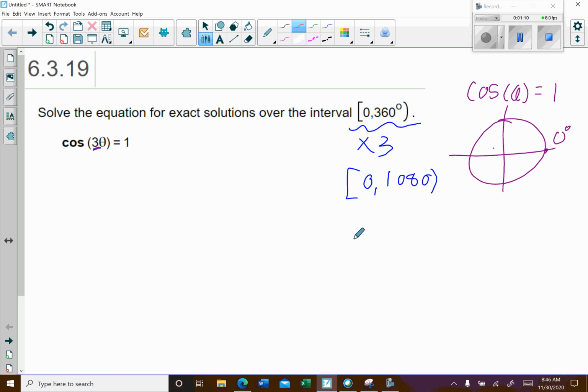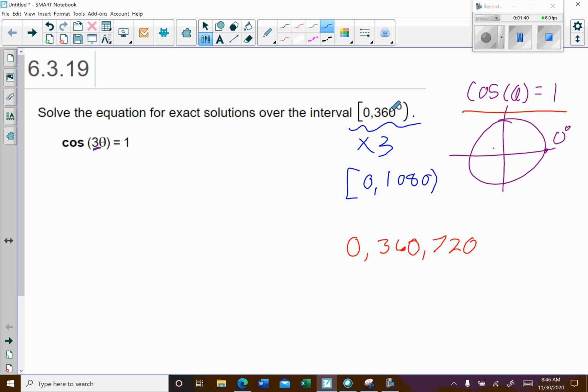So we know 0 would work, right? 0 would work. We know that 360 would work, and then we know 720 would work. And then, like I said, 1080 would, but the problem is because of the parentheses, that value is not included as part of our potential set. So you get this, and then what you do is you go back and divide them all by 3 now.